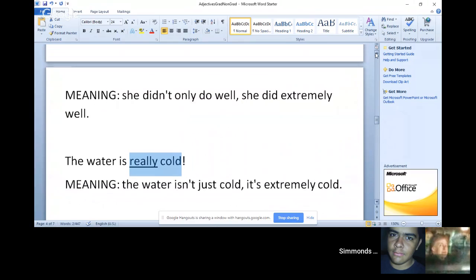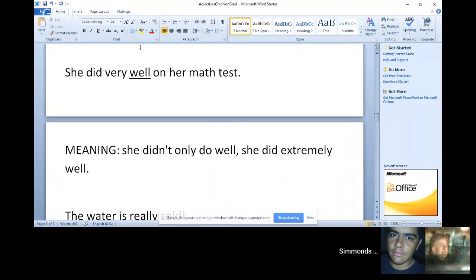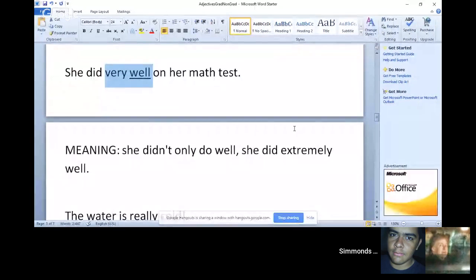We could also say, for example, in the sentence above, she did amazing on her math test. If you say amazing, that means very well, so we can't put "very amazing." Does that make sense? Very amazing sounds weird for me. Good. That's what I'm talking about: when we use a higher, more intense adjective, we can't use an intensifier because it's implied with that word, okay?